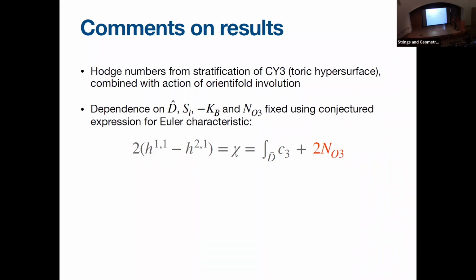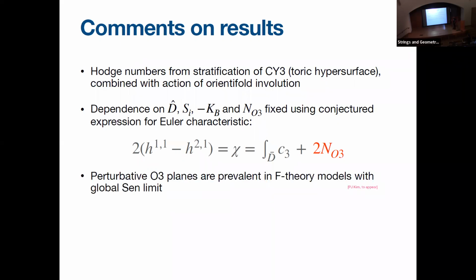So this is, obviously, the standard expression for the Euler characteristic. There's nothing new here. The conjecture comes about by the observation, or really the suggestion, that to get the correct expression for the Euler characteristic, we should not only integrate the third Chern class over the volume of vertical divisors, we should also add to it a correction term, which accounts for the contributions of O3 planes.